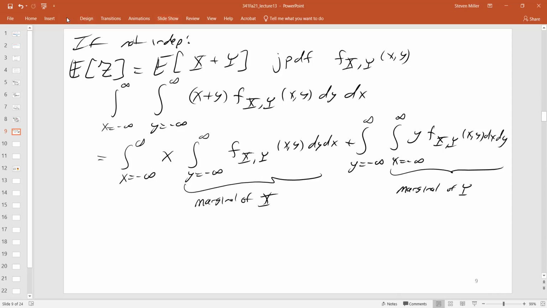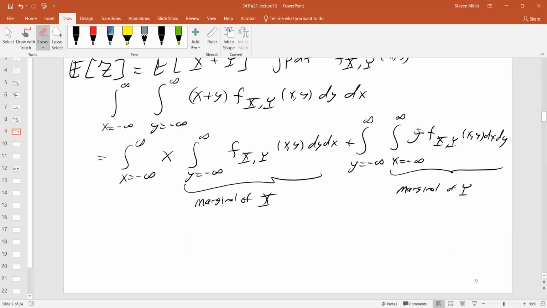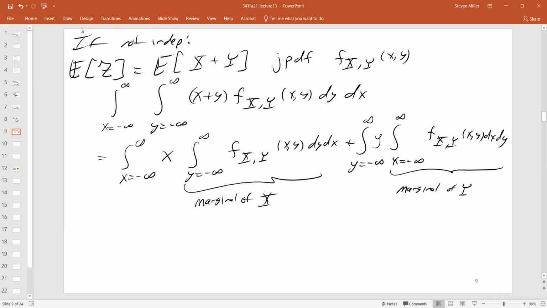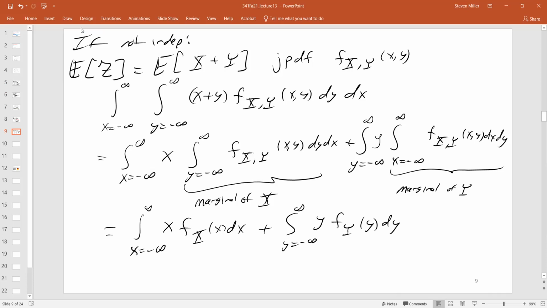Except, I can just pull the y outside the integration. Because that's the definition of the marginal, that's the density of x. I fix the value of x and I integrate over all possible values of y. So I'm left with the integral x goes from minus infinity to infinity, x times the density of x dx, plus the integral y goes from minus infinity to infinity of y times the density of y dy, and that's just the expected value of x plus the expected value of y.